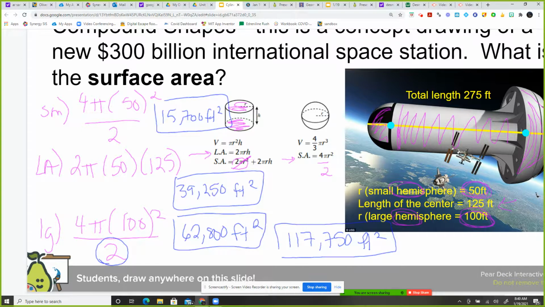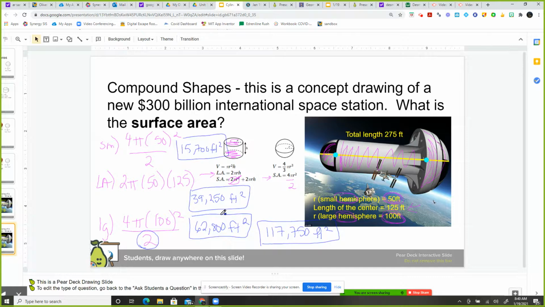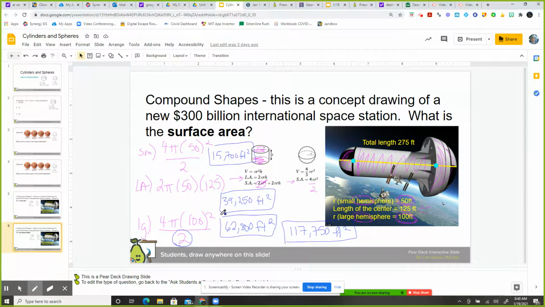How are they going to get over 100,000 square feet of material out into outer space? I don't know. But if you ever wanted to go figure out how to do that problem, you could go work at NASA or SpaceX.